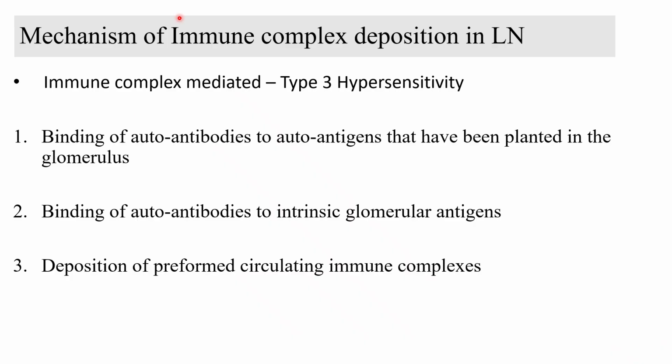So what is the mechanism for the immune complex deposition in lupus nephritis? Immune complex mediated injury is type 3 hypersensitivity. There is binding of autoantibodies to the autoantigen that is implanted in the glomerulus. There is binding of the autoantibodies to the intrinsic glomerular antigens and there is deposition of the preformed circulating immune complexes.